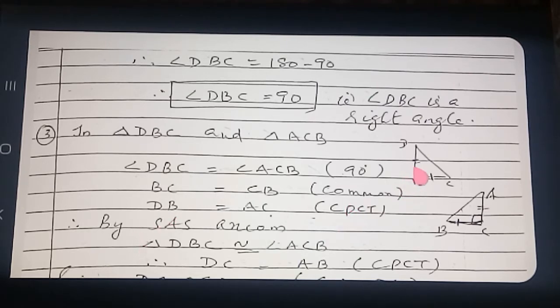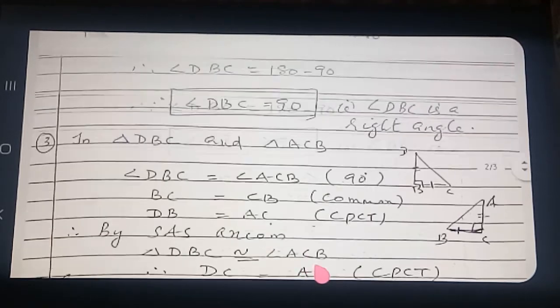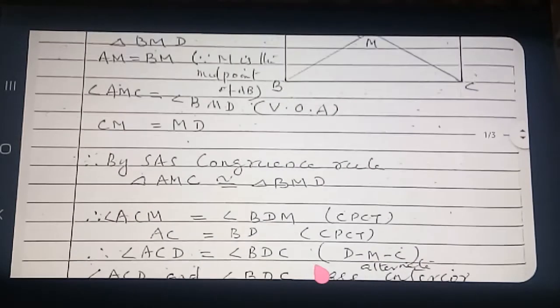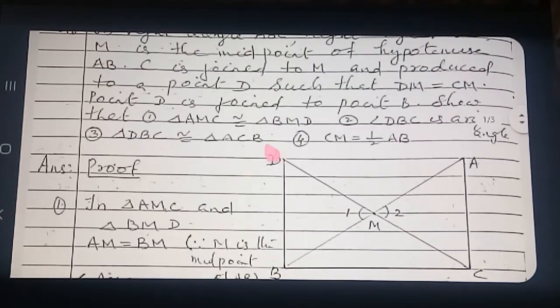Therefore, here also which result you will apply? SAS axiom only. Okay. So, by SAS axiom, what we proved? Triangle DBC is congruent to triangle ACB. It is the third part of the question. You can once more go to the question. See here, first part proved, second part proved, and DBC is congruent to ACB, that also we proved.